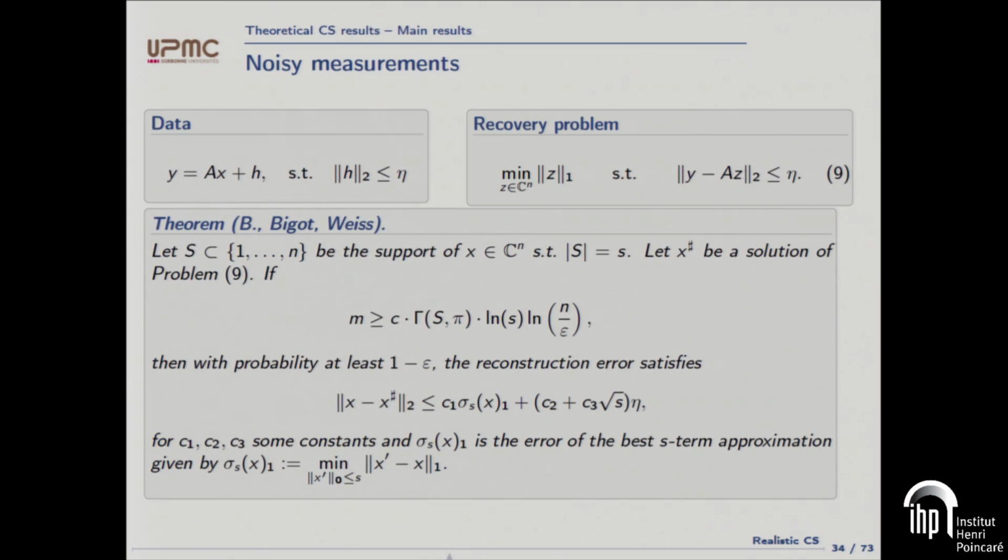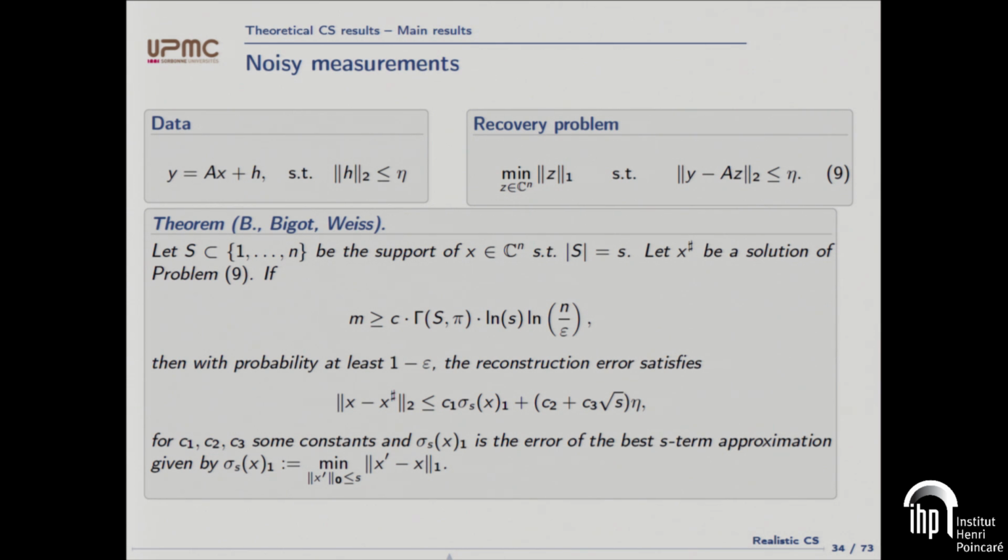We can also handle noise in the observation, meaning that we are not interested now in basis pursuit, but in basis pursuit with a quadratic constraint. So you want to minimize the L1 norm such that the distance between your data and Az is bounded by eta, and typically eta is just the level of noise, meaning the 2 norm of your noise in your observation. So we got a stability result, but a non-uniform one, because here we are considering a fixed signal x, we have this kind of bound on the recovery.